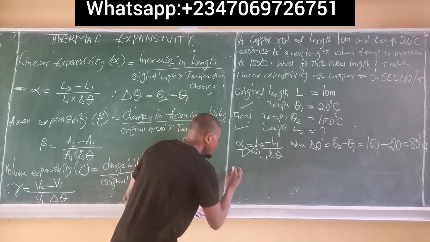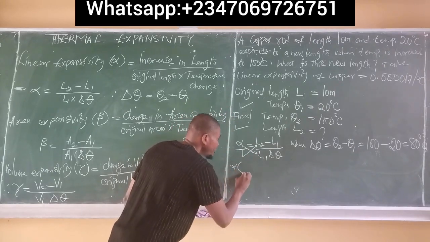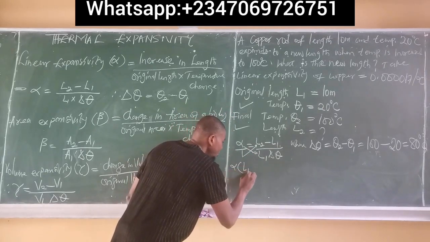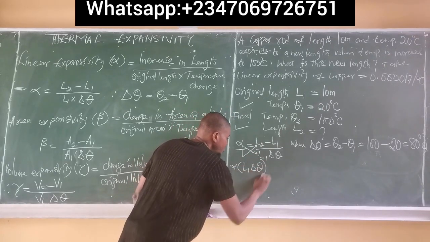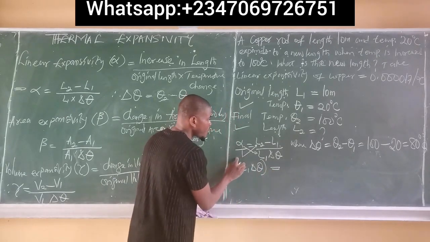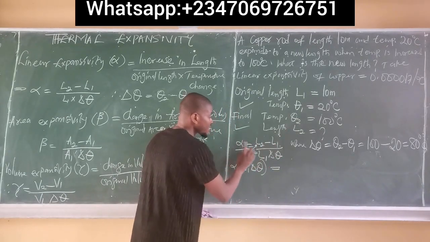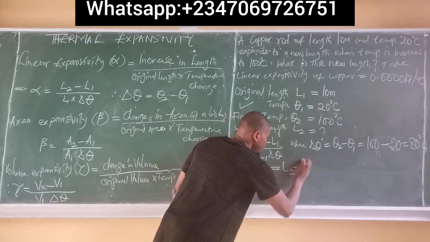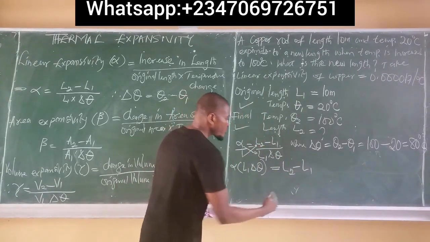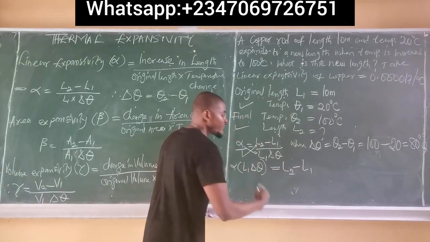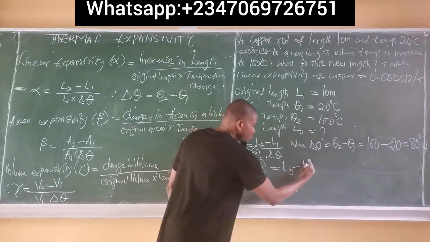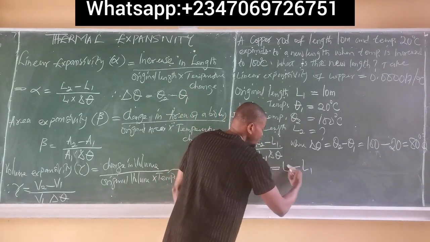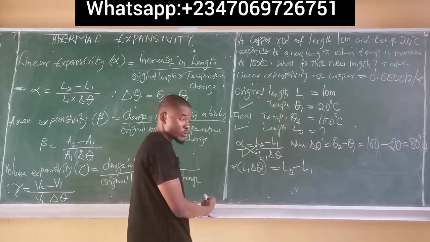So I'm going to have what? Alpha multiplying everything at the denominator, which is L1 times change in temperature. And this will be equal to, I will have 1 multiplying everything here. So 1 times anything remains that same thing. I have L2 minus L1. Now I am to look for what? L2. This is what I'm looking for, the final length. So which means I'm going to send minus L1, which is the original length, back to this side of the equation.